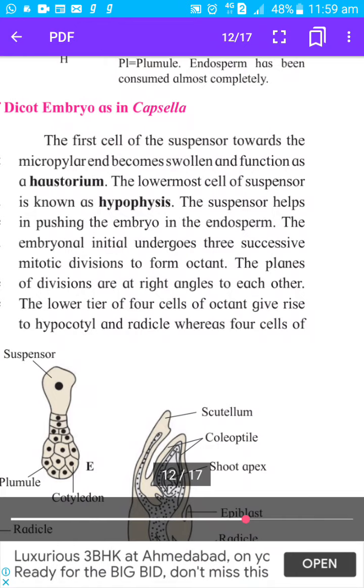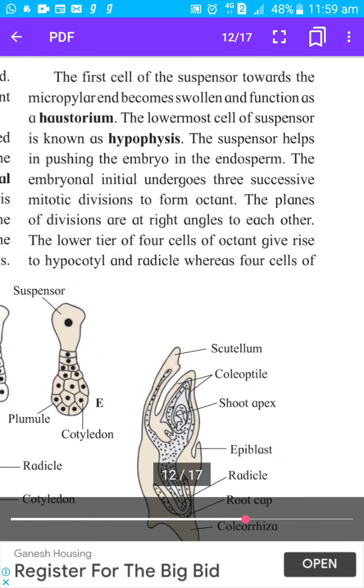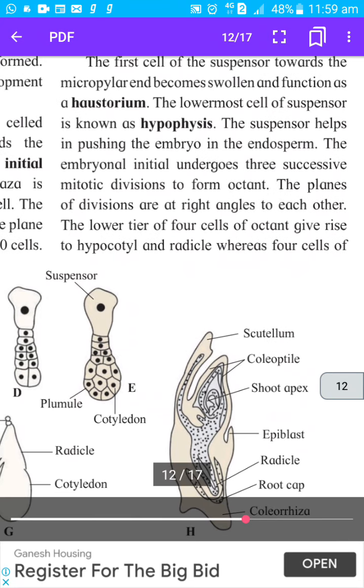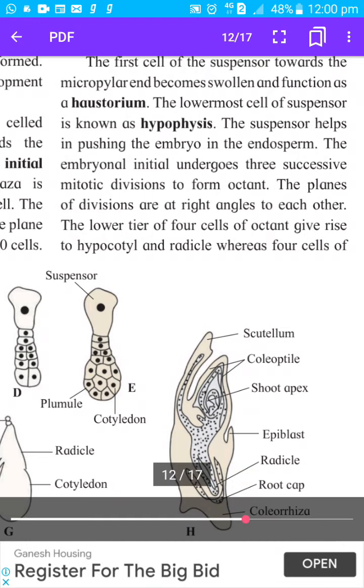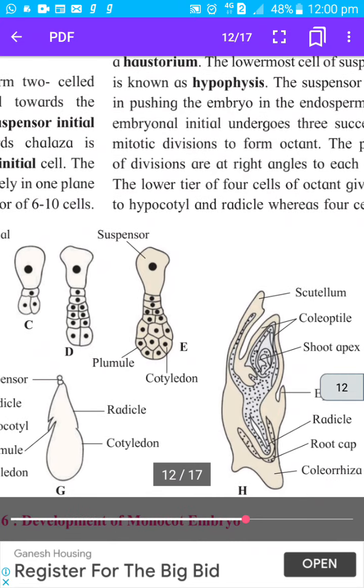The embryonal initial undergoes 3 successive mitotic divisions to form octant. Octant means 8 cells. So there will be formation of 8 cells by the mitotic division. The planes of division are at right angles to each other. So here the diagram is shown.